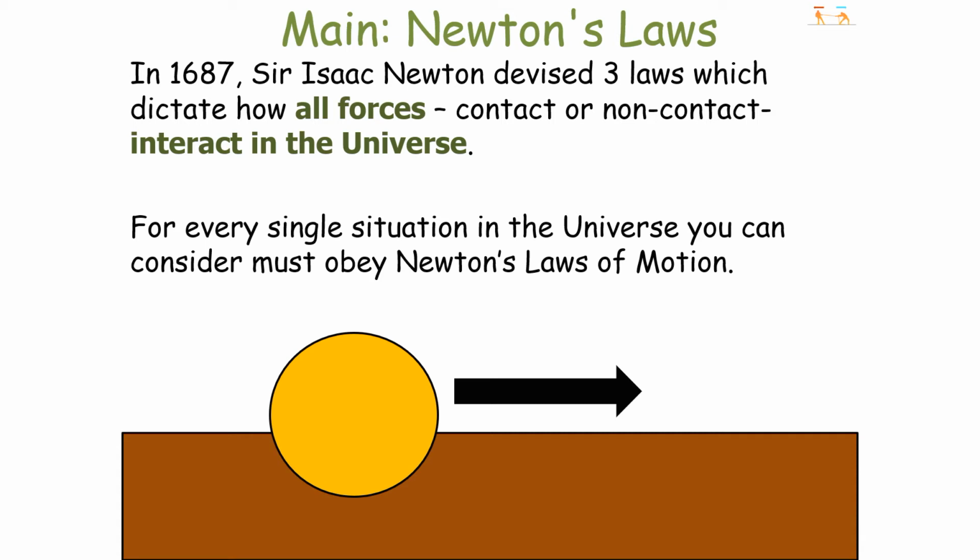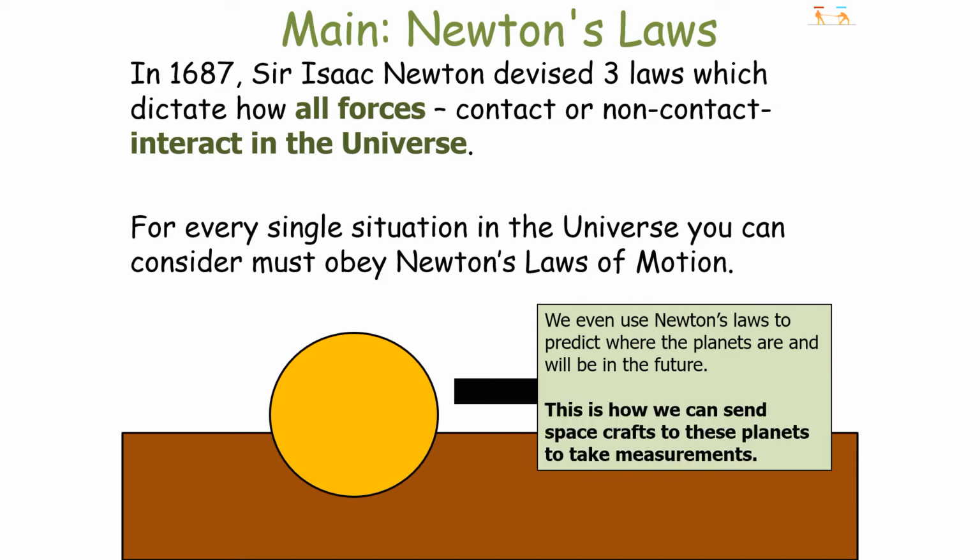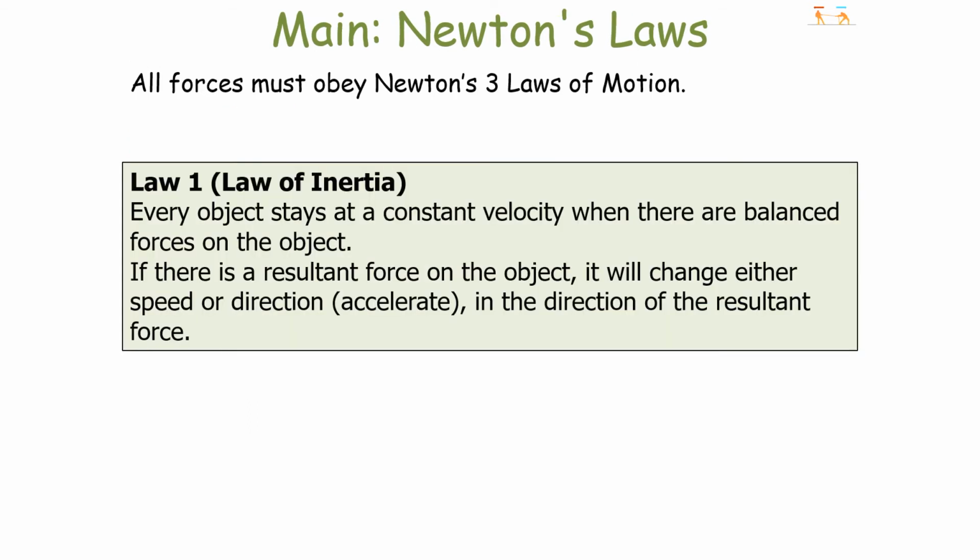Now, for every single situation in the universe, you must consider obeying Newton's laws of motion. So we use Newton's laws of motion to predict how all objects will behave in the universe. We can even use Newton's laws of motion to predict where the planets are and will be in the future. This is how we can send spacecraft to these planets to make measurements. So here are the 3 laws of motion.